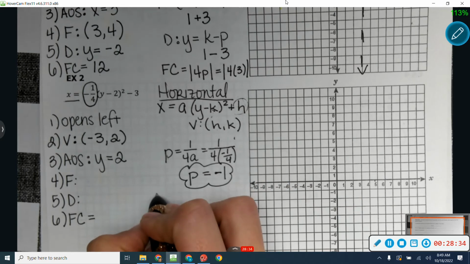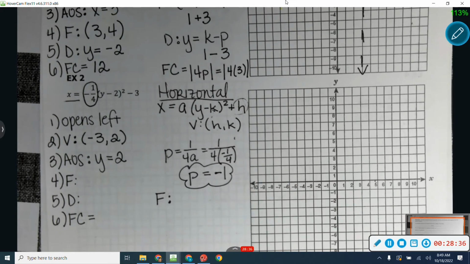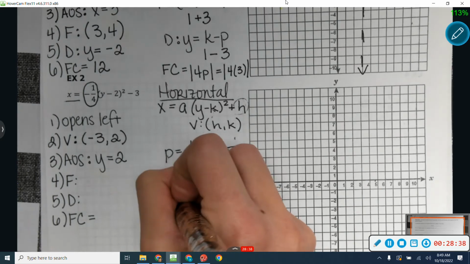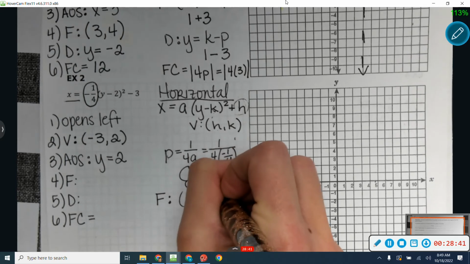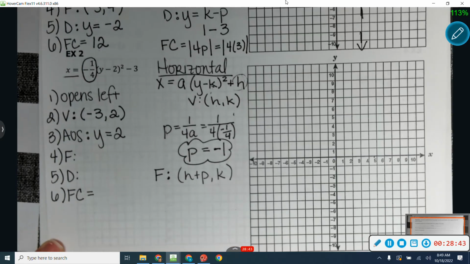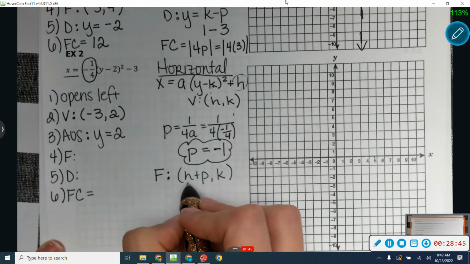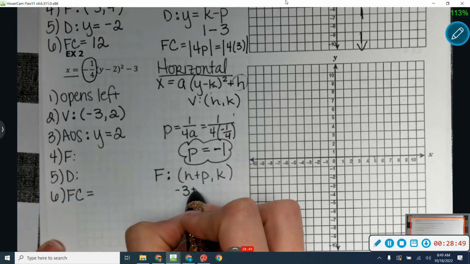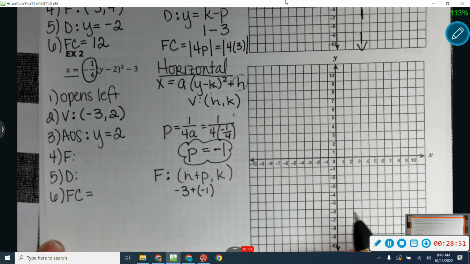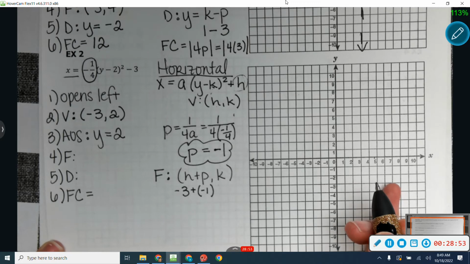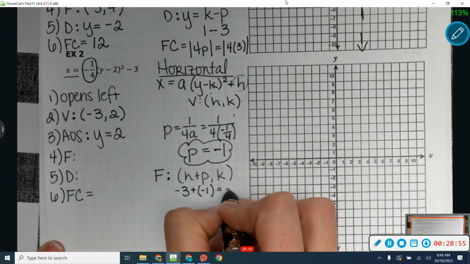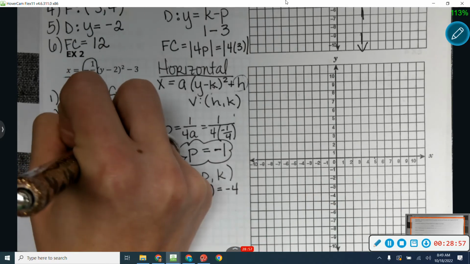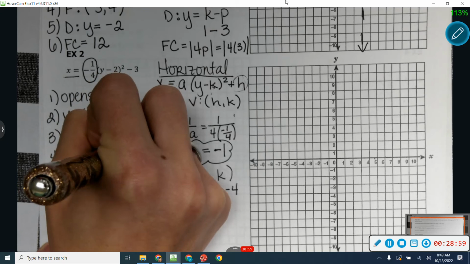Okay, so my focus formula for horizontal is h plus p and then k. Alright, so my h is -3 plus my -1. So what is that going to be? -4. So my focus is -4, 2.